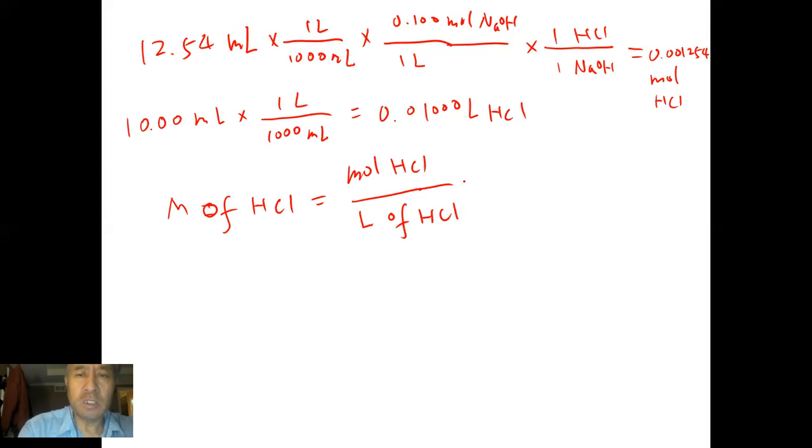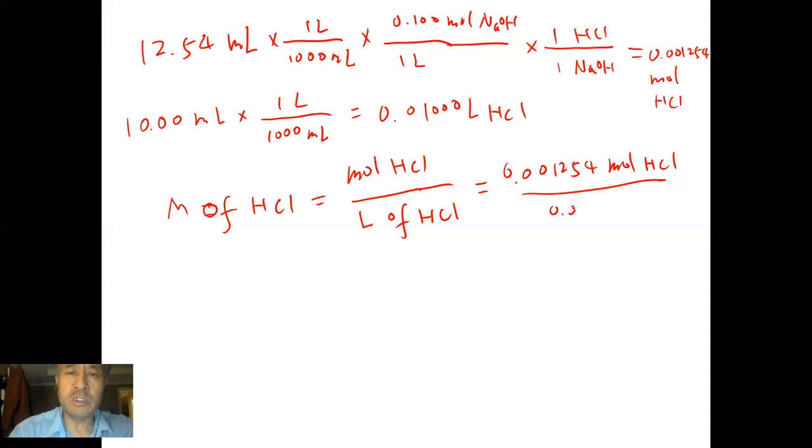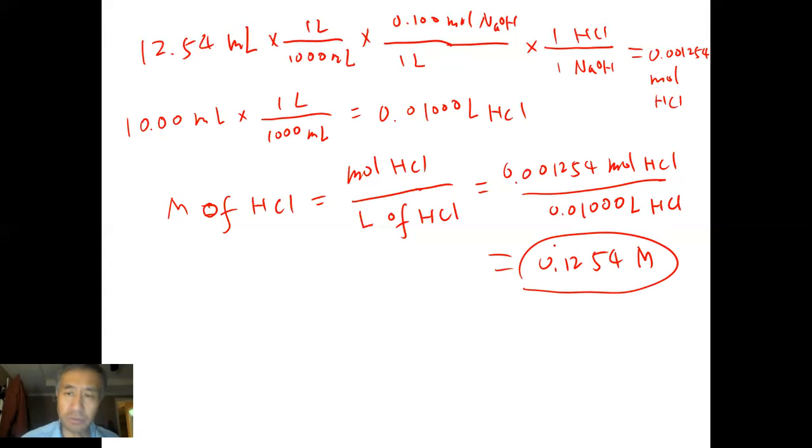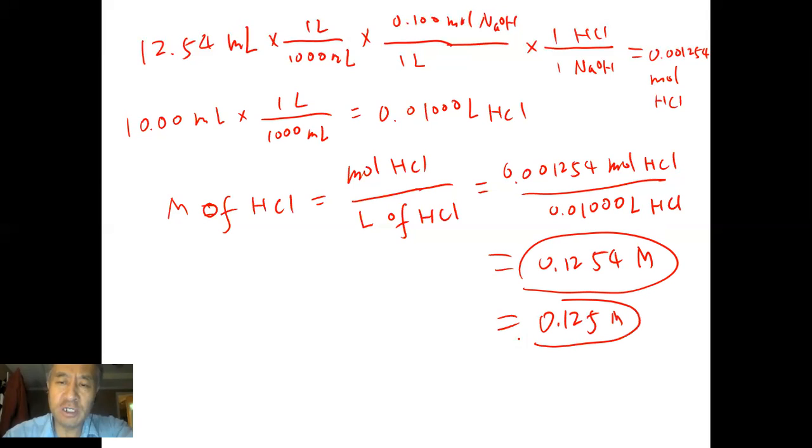Therefore, we get 0.001254 mole HCl divided by 0.01000 liter HCl. So 0.1254 capital M is our answer. Because of sig figs, we need three sig figs, so 0.125 is our final answer.